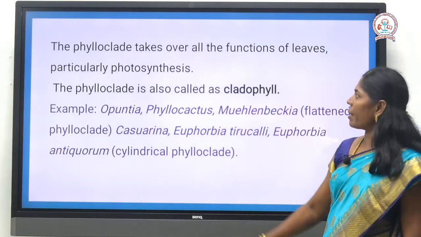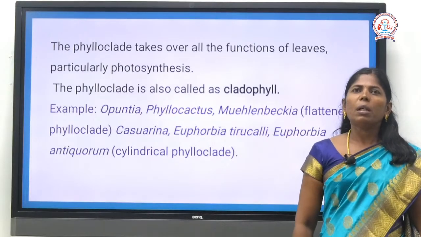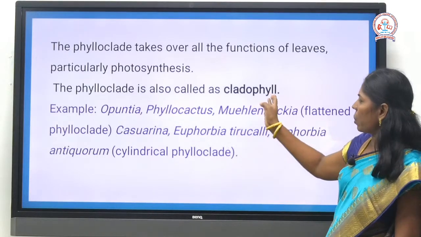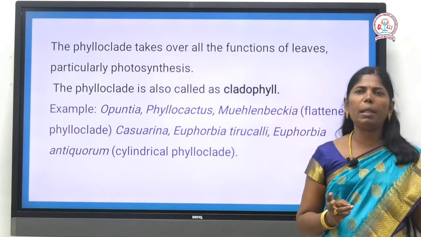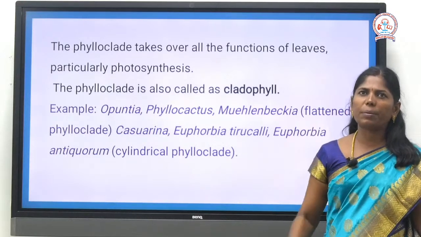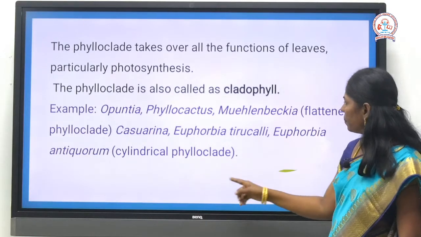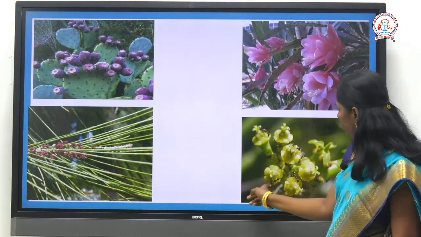So next, Phylloclade takes over all the functions. What functions will it perform? That is a Cladophyll. Actually, Phylloclade is otherwise called Cladophyll. What functions will it perform? It has to store the food material involved in photosynthesis and escape from the transpiration. These are all the examples for that.